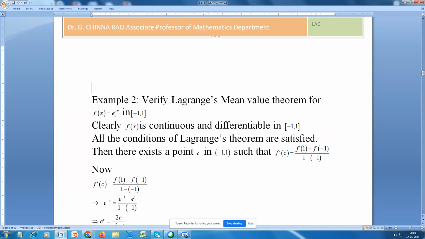Verifying Lagrange's mean value theorem for f of x equals e power minus x in the closed interval [-1, 1]. It is continuous and differentiable in the closed interval [-1, 1]. Therefore, by Lagrange's mean value theorem, there exists a point c in the open interval (-1, 1) such that f dash c equals f of 1 minus f of minus 1 by 1 minus of minus 1, because f dash c equals f of b minus f of a by b minus a. Here a is minus 1 and b is 1.